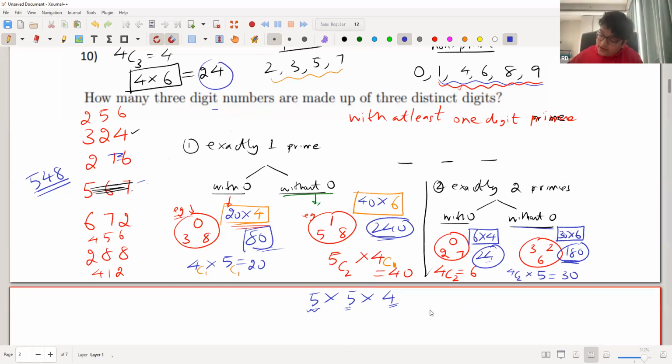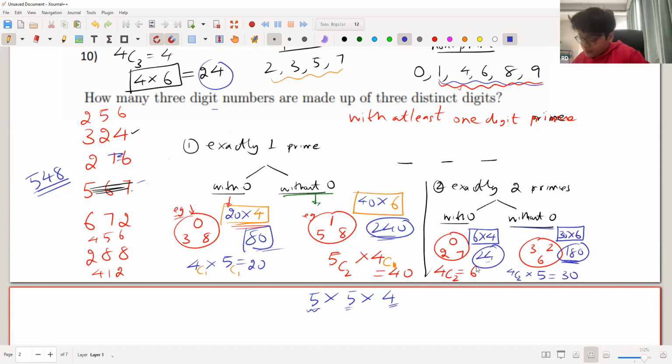Can I multiply it by 3 factorial? You cannot, because again 0 cannot be in the first place. So in some cases it has to be multiplied by 4, in some cases by 6. If 0 is there, then it's only 4 ways of arranging them. If 0 is not there, it's 6 ways. So you cannot say on an average I'll multiply by 5. That won't work either. So it's a little clumsy, which is why you have to do all this case work.